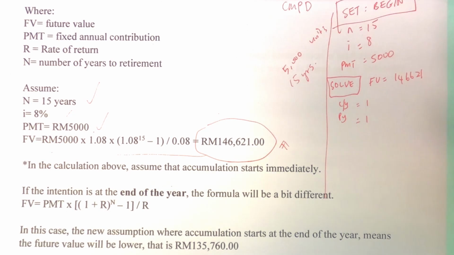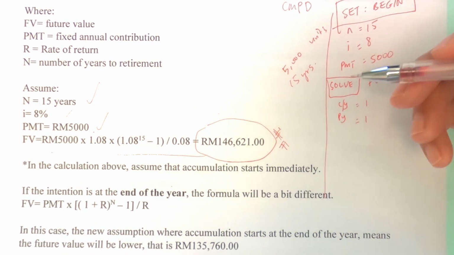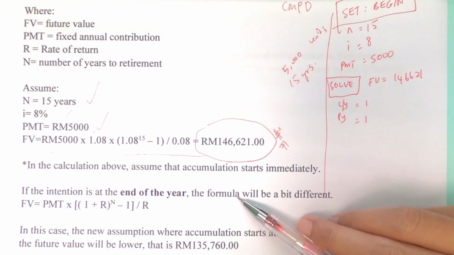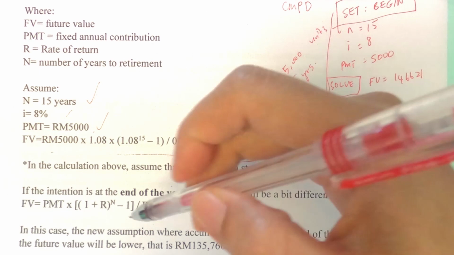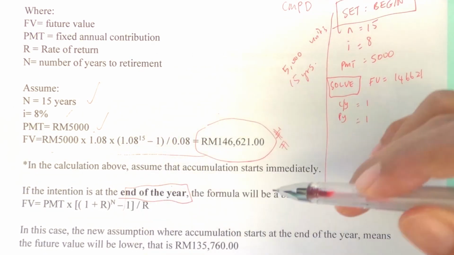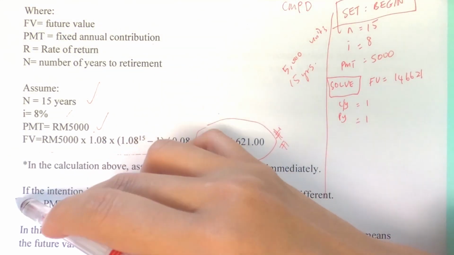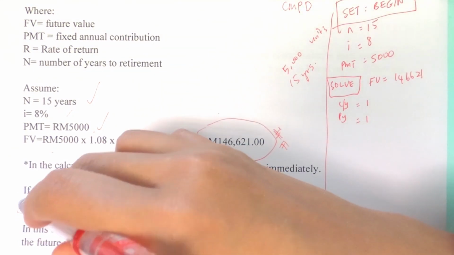Okay, so in that case, this answer is for when the question says that the payment is made immediately, or sometimes they say that the payment is made at the beginning of the year, for example. Nevertheless, if Mr. Rahmat invests in the unit trust at the end of the year, then the formula will be a bit different. So here is the formula.